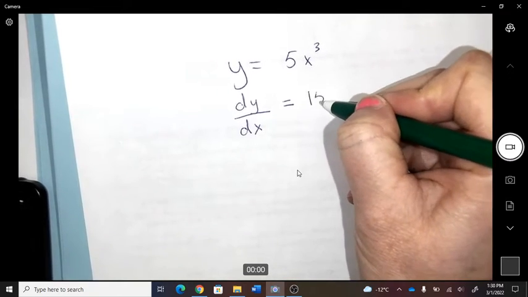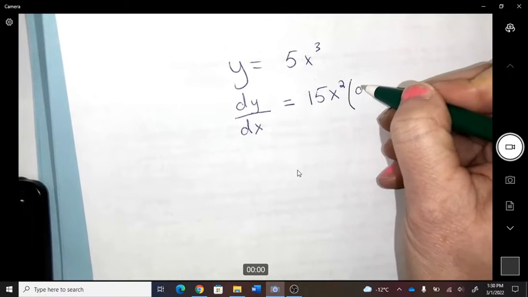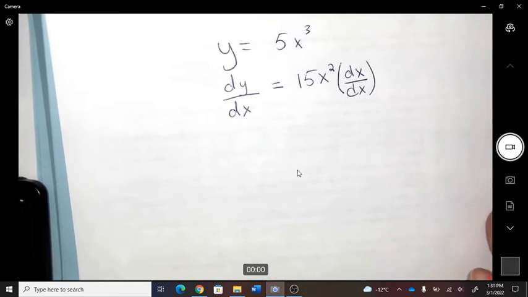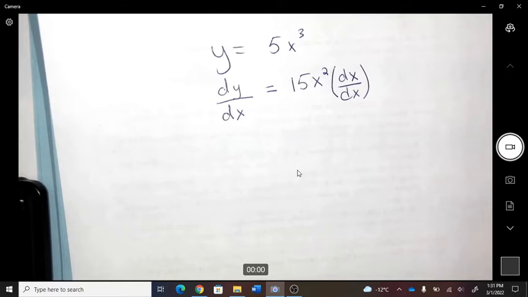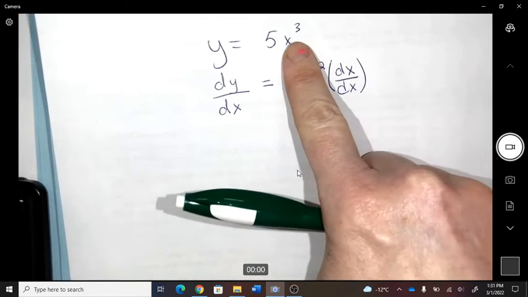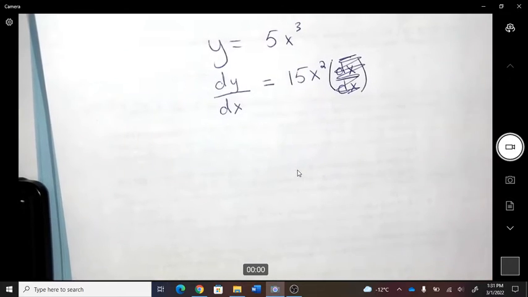Then we did this, 15x squared. And when I did that, I derived the variable x with respect to x. Okay, so every time I derived the variable I was doing it with respect to x. So here I derived this y with respect to x, and here I derived this x with respect to x. This is really 1. That's why we haven't been writing it. We've been secretly shortcutting and writing that.